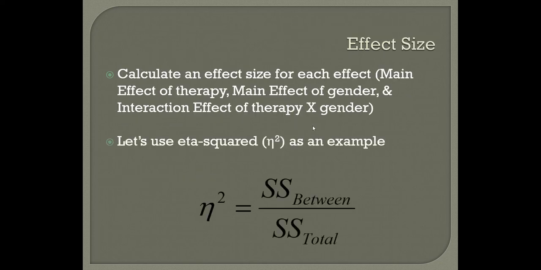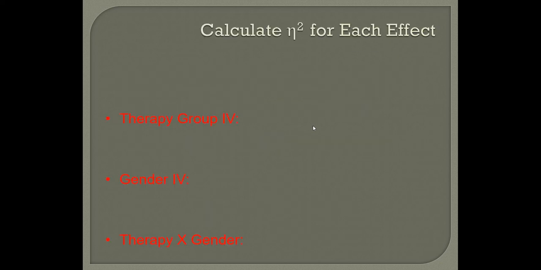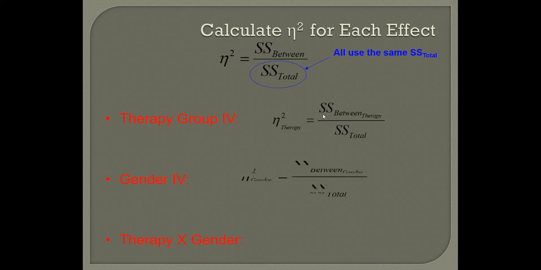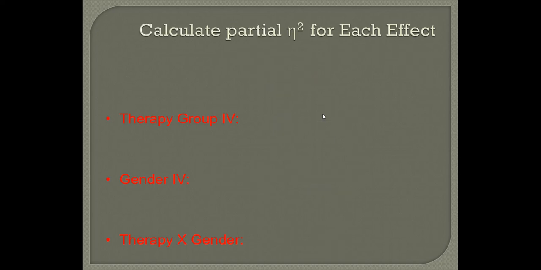We would also want to compute effect sizes for our effects. SPSS by default will give something called partial eta squared. The formula we're looking at right now is eta squared. Eta squared will tell you the proportion of the total variance that is explained by a given effect, so a given main effect or a given interaction. To calculate that, we just basically take the SS between for each effect and divide it by the SS total.